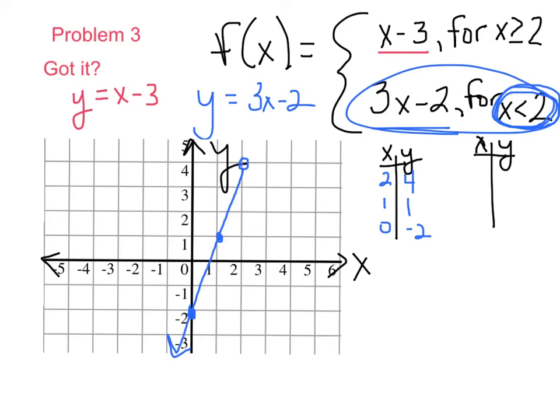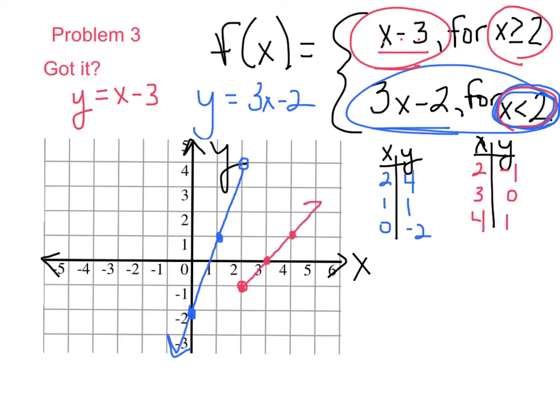Because when we hit 2, we go to that equation. So now I'm going to plug in 2 and the numbers after 2. So the number they give you, you have to use in both. But here I use numbers less than 2. Here I use numbers more than 2. So I plug in 2. 2 minus 3, that gives me negative 1. 3 minus 3, that gives me 0. 4 minus 3, that gives me 1. So (2, negative 1), (3, 0), (4, 1).